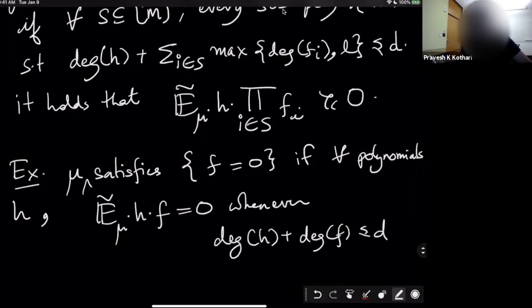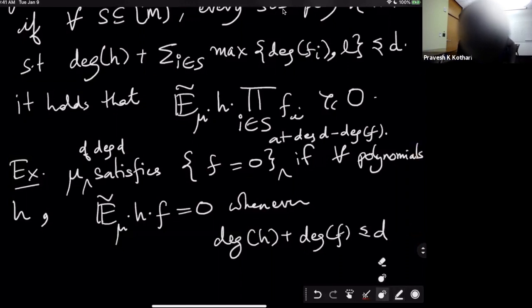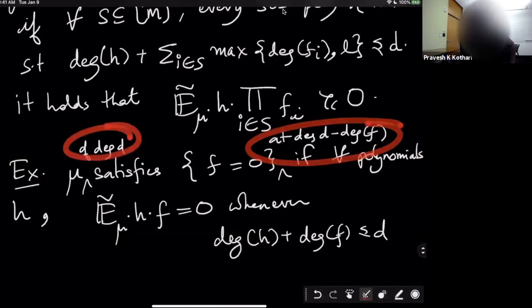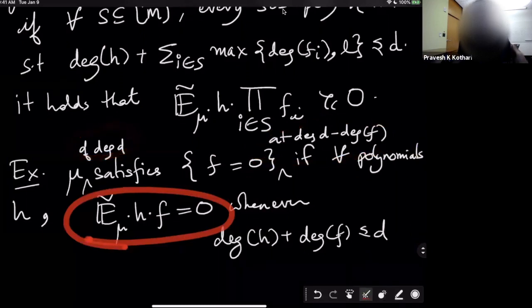So let's say mu of degree d satisfies f equals 0 at degree d minus degree f, I guess. Okay, so let's table the question of what these degree bounds are for a second. Let's ignore this and consider this condition, because that's first of all easy to appreciate.